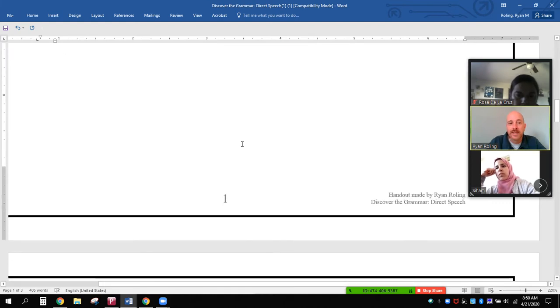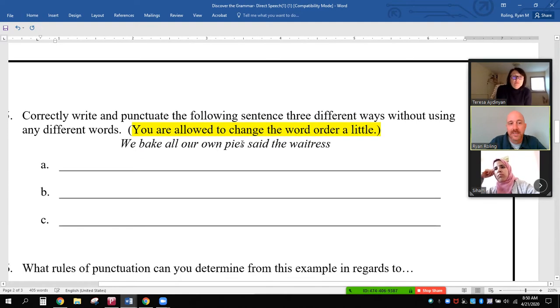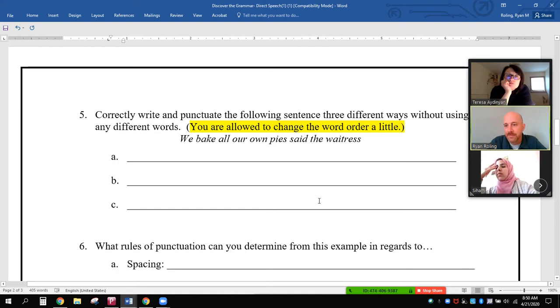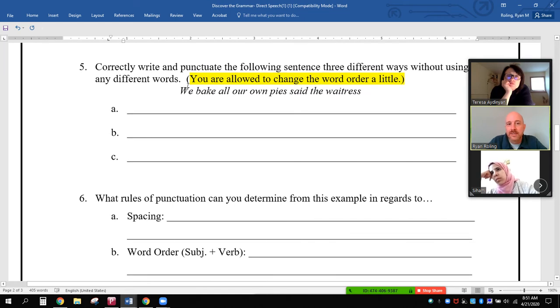So, going on to the next page, all right, and I'm going to stop recording in a moment and give you time to think about this. And I'm actually here. Let me introduce section 5 and 6 together, okay. So in section 5, I have one sentence, and it says, "We bake all our own pies," said the waitress. And there's no punctuation here.